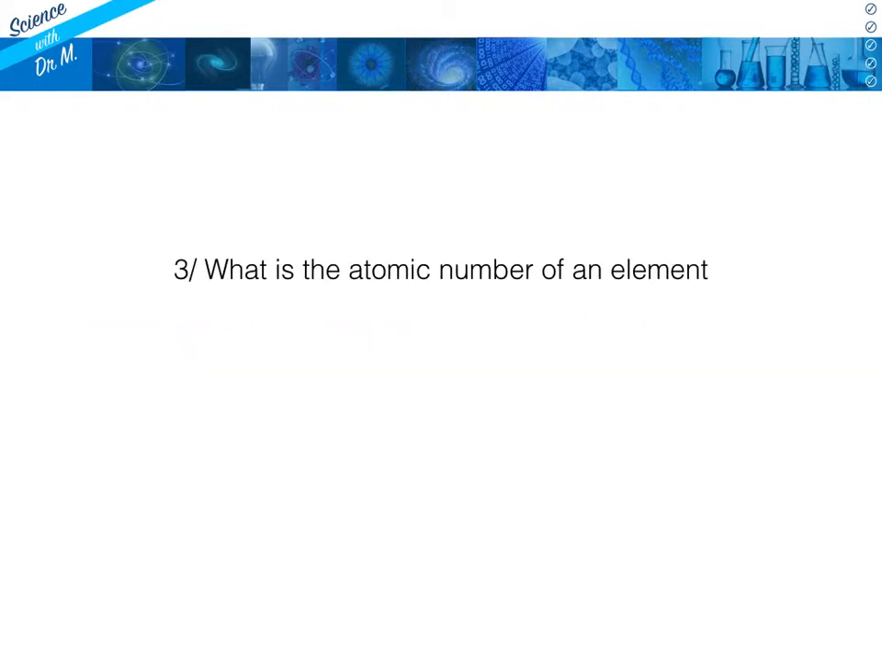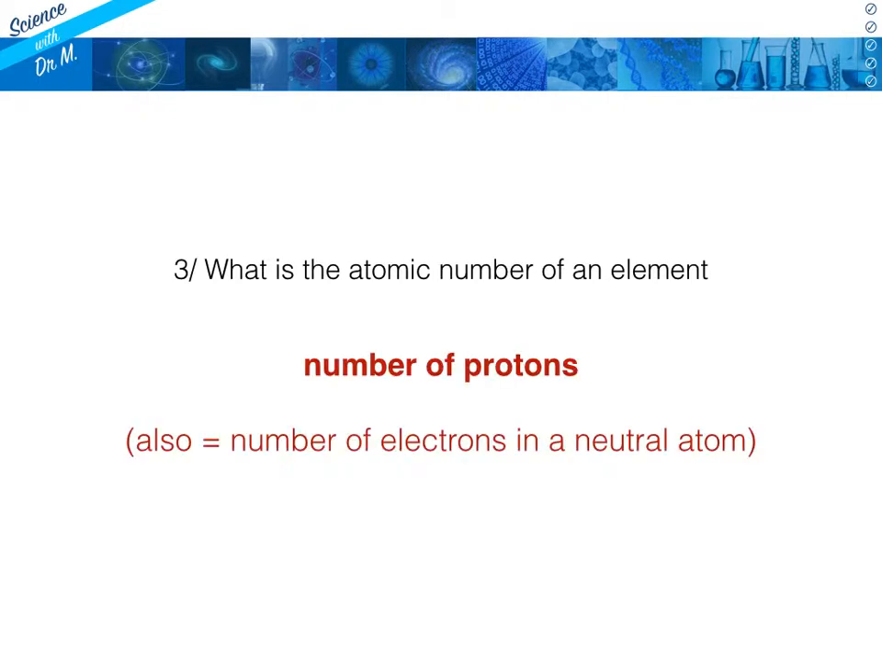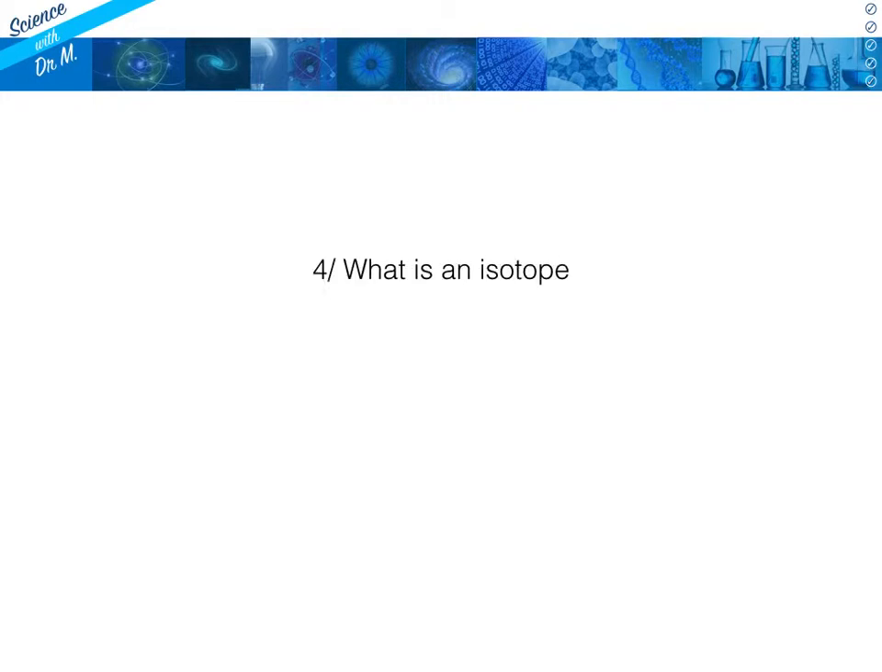Question 3. What is the atomic number of an element? That's the small number. What is the atomic number of an element? And your answer, it's the number of protons. It actually is also the number of electrons in a neutral atom, but the answer we're looking for is the number of protons.